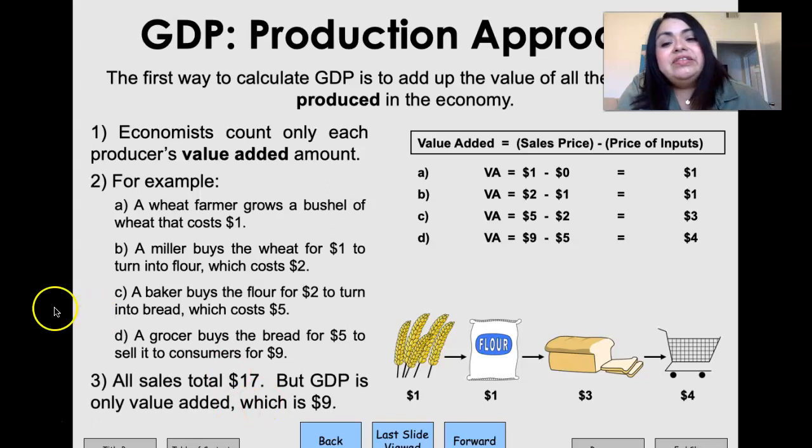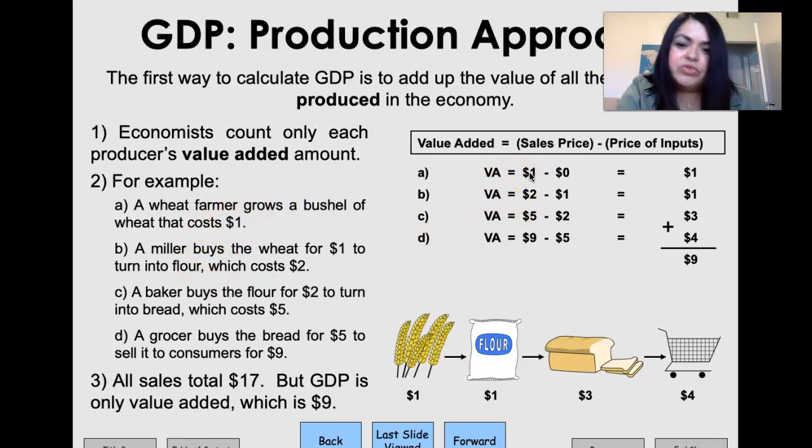Okay, so let's say a wheat farmer grows a bushel of wheat that cost $1. That means it took $1 to grow that bushel of wheat. The miller buys the wheat for $1 and turns it into flour, and then he can sell that for $2. So he made $1.